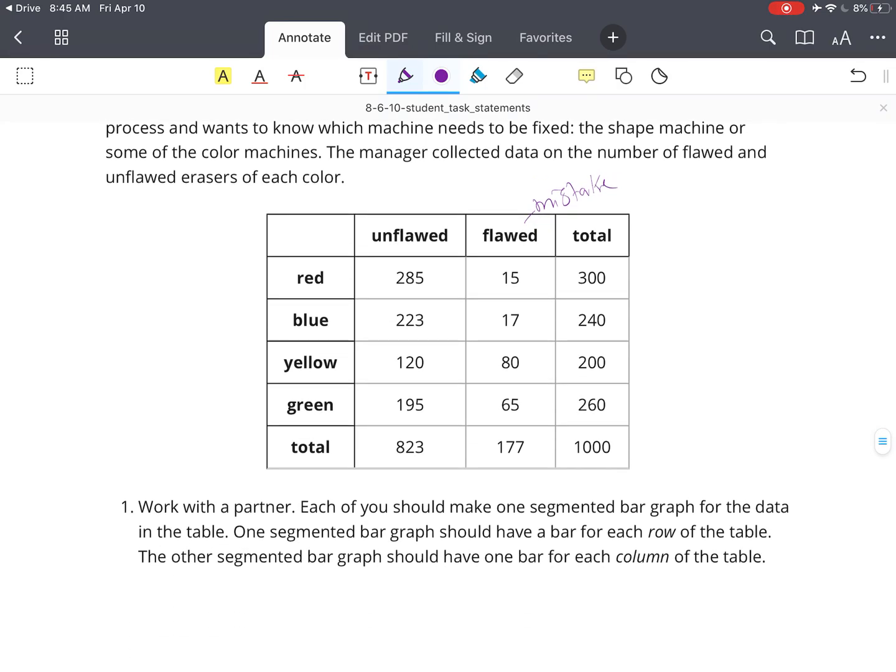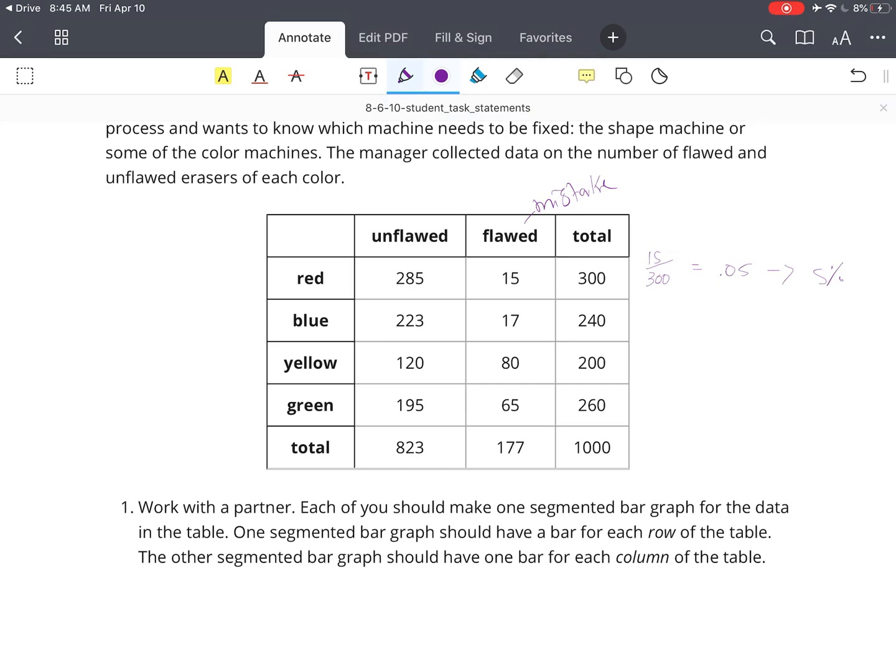So here's the data. Work with a partner. Each of you should make one segmented bar graph. Let's figure out what percentage of these are flawed and what percentage are not flawed. I think we just want to look at what percentage are flawed, because if we know what percentage are wrong, that tells us what percentage are not wrong. For red, we're going to do 15 divided by 300. As a decimal, that's 0.05, which means it's 5%. So 5% of those are messed up.